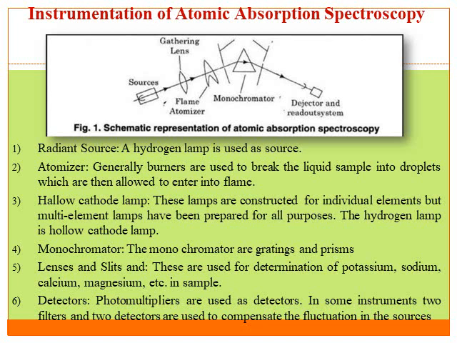Detectors: photomultipliers are used as detectors. In some of the instruments, two filters and two detectors are also used to compensate for the fluctuations in the source. So two different detectors and two different recorders will be used in some instruments, so that when the absorbed intensity fluctuates, those fluctuations can be easily correlated and calibrated.